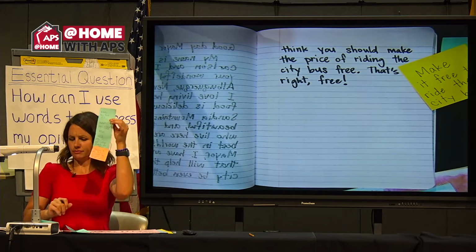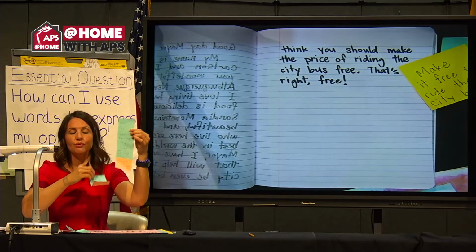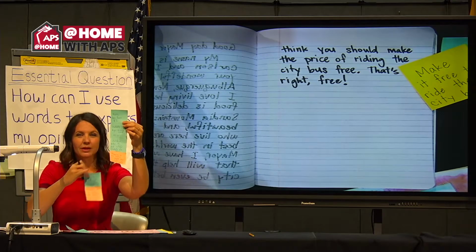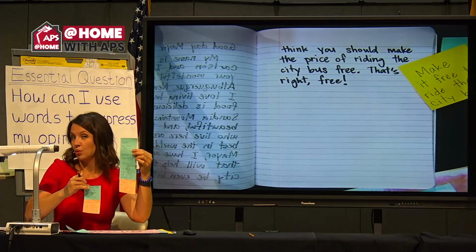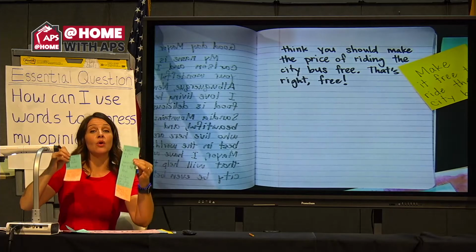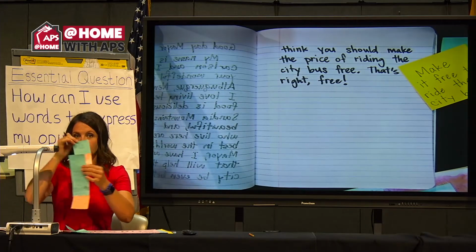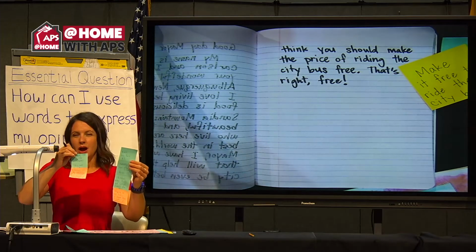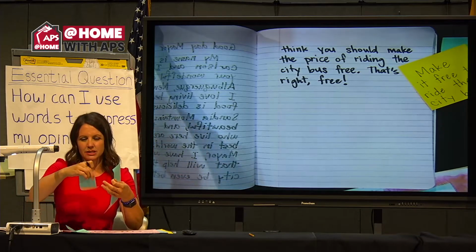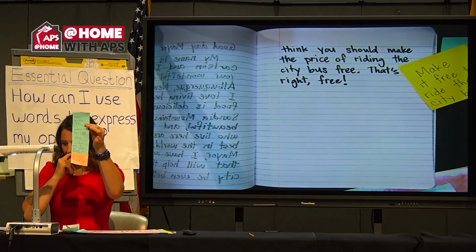So what do I have? I have lots of evidence. The blue represents evidence, and the pink is my reason. The reason why that evidence is important. I have another piece of evidence with my reason why it's important. Now, which one do I put first? I want to put my most important reason, or my most important pieces of evidence, at the end. I'm going to start with this.